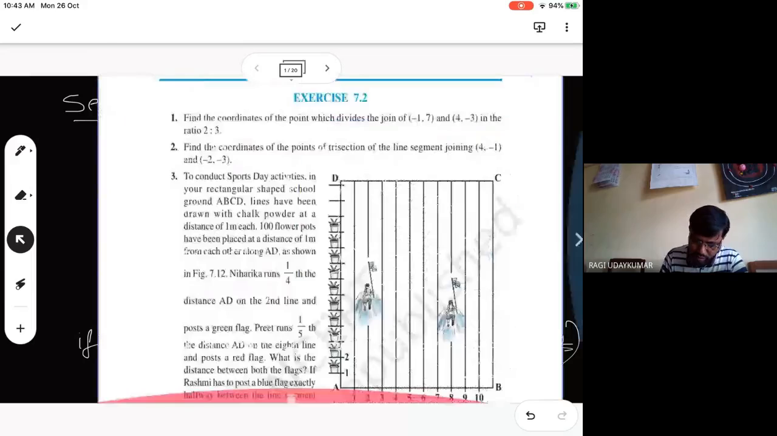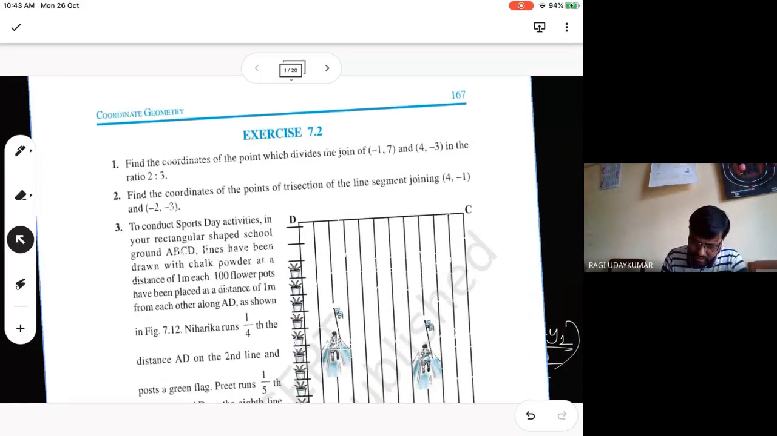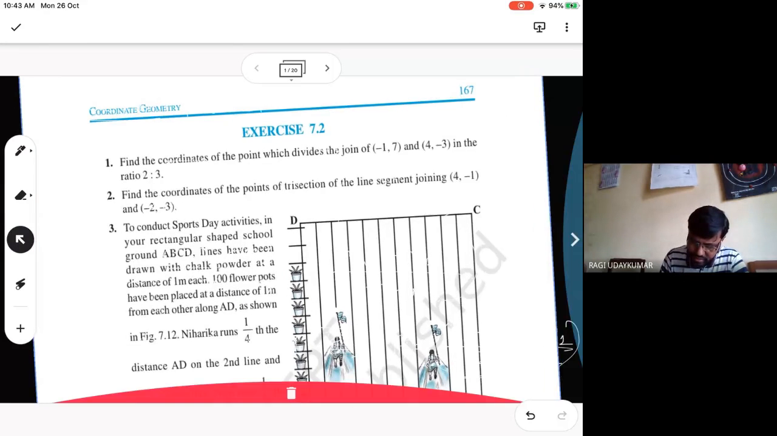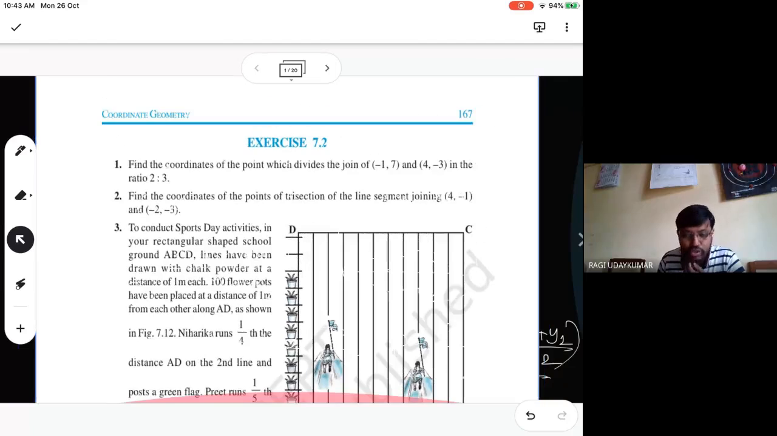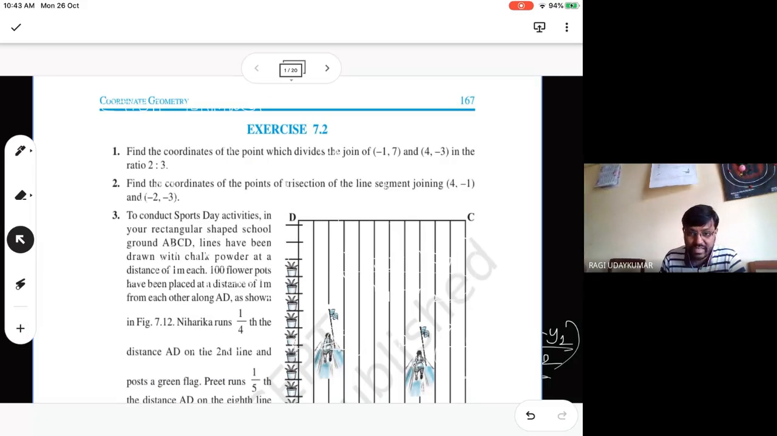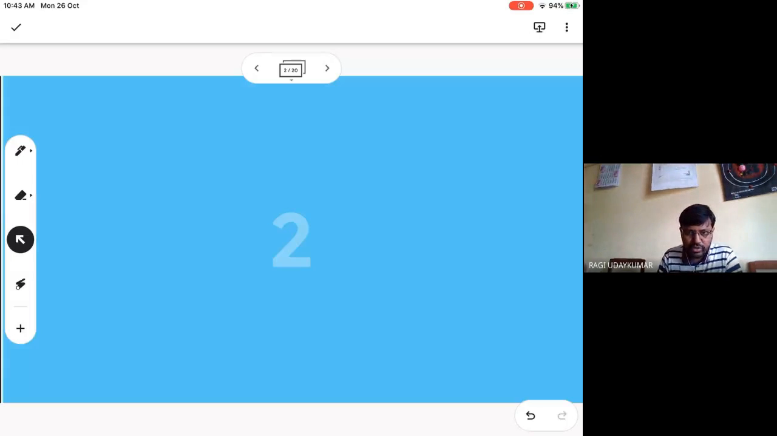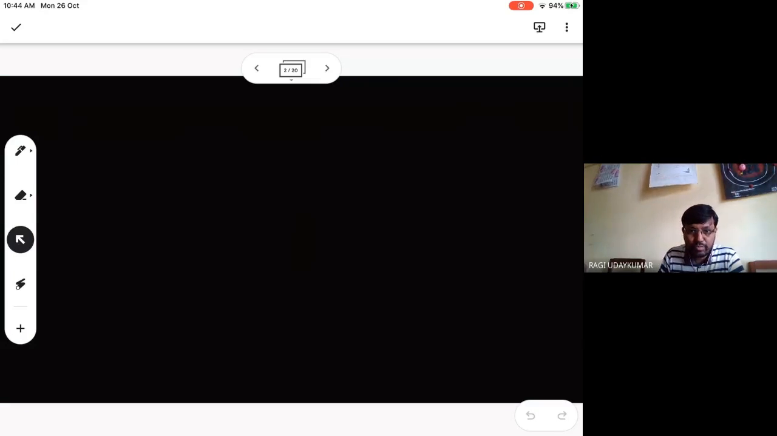So what is the first problem here? It is given to you. Observe here: find the coordinates of the point which divides the line joining -1, 7 and 4, -3 in the ratio of 2:3. So what points are given to you? The first point should be taken as x1, y1.